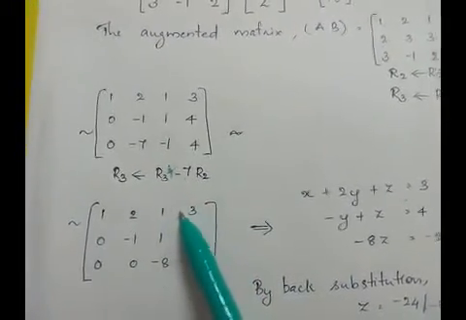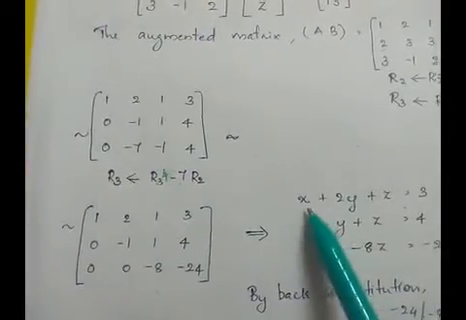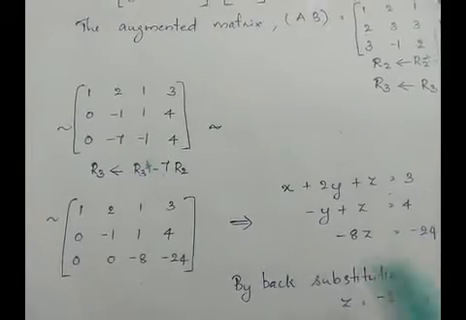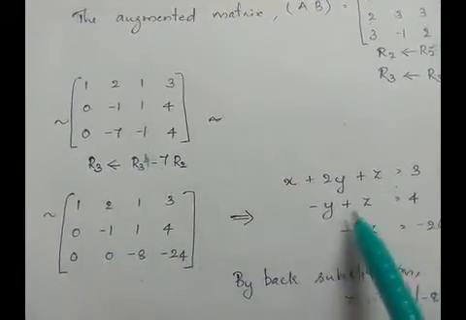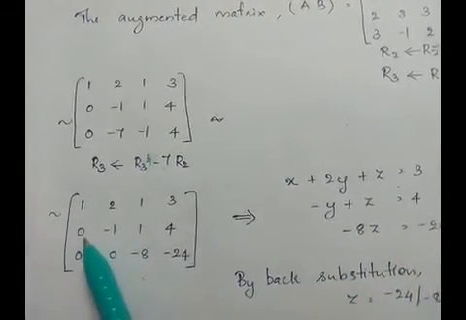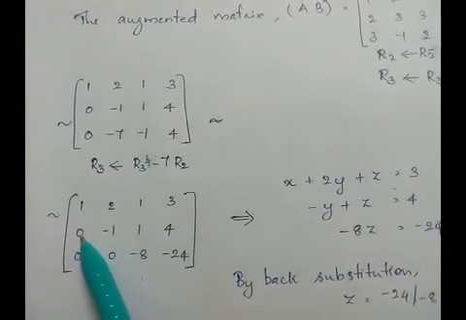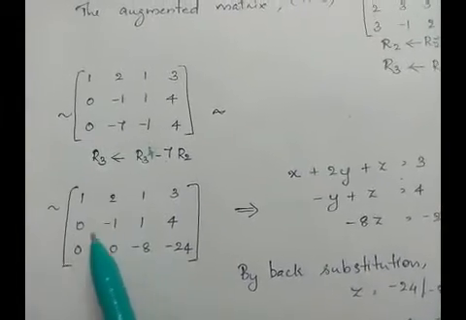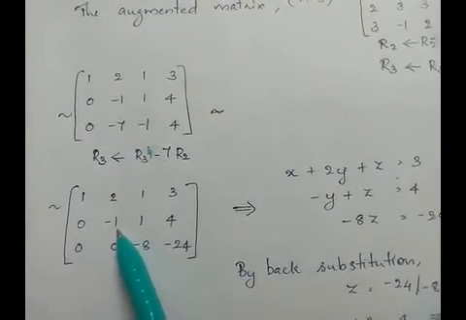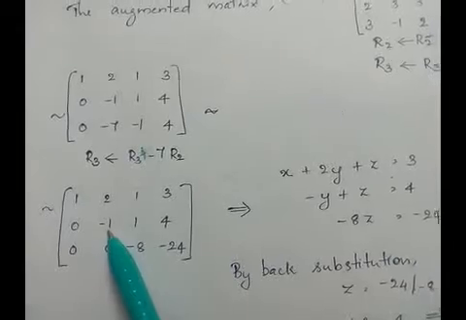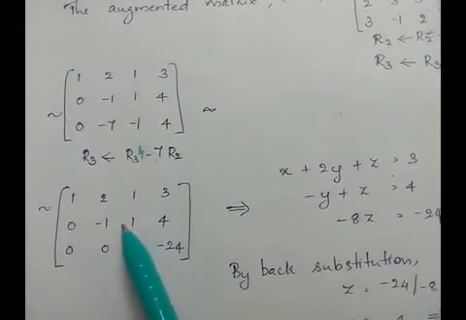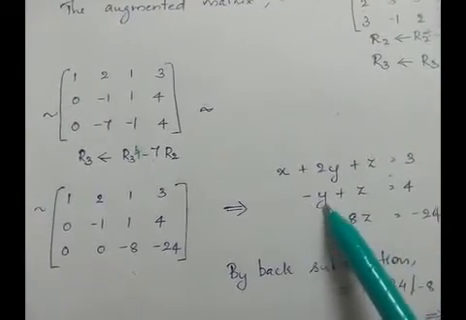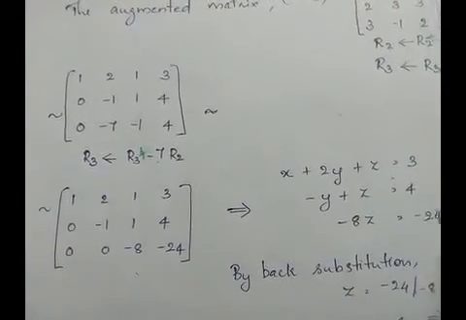So equal to 3. That is what is written here. X plus 2y plus z equal to 3. Now the second row becomes the second equation. Here in the second row, the coefficient of x is 0. That means we don't have x in the second equation. So the second equation starts from y. The coefficient of y is minus 1. So minus 1 into y plus 1 into z equal to 4, and we get minus y plus z equal to 4.